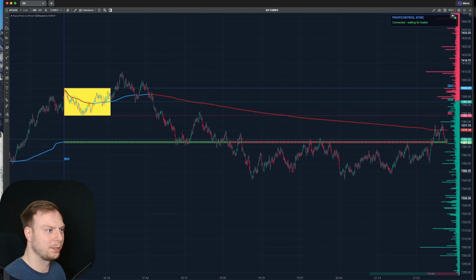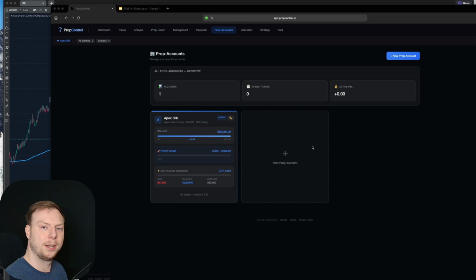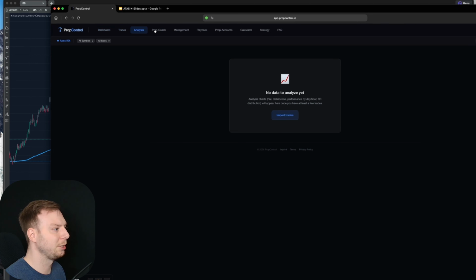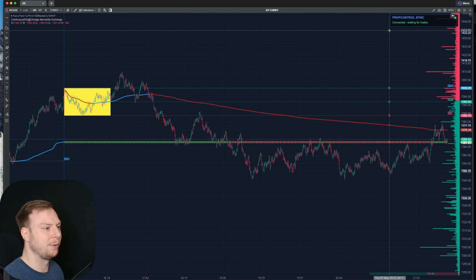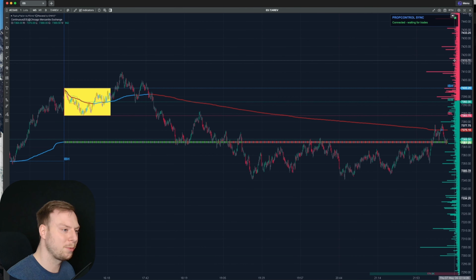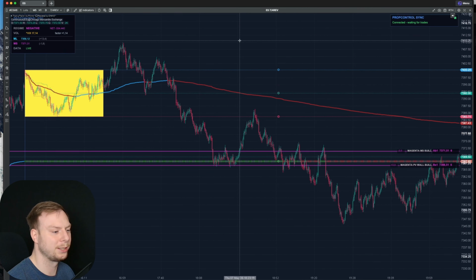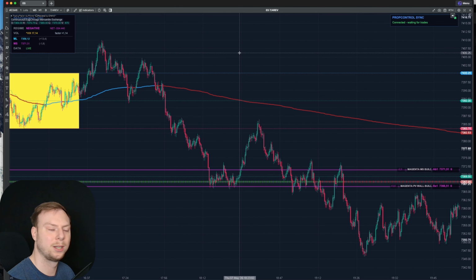And what happens? Connected, waiting for trades. And what happens with the trade sync is that every trade is basically connected to PropControl and appears here inside of the journal and your analytics, your dashboard, the prop coach and all the stuff. So you have your journal over here, and every trade is synchronized to PropControl from now on with PropControl trade sync. The PropControl GEX indicator is also working for ATAS X.